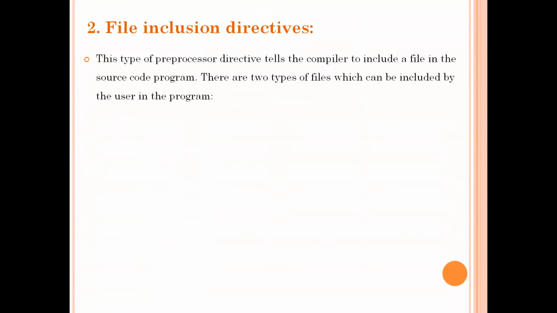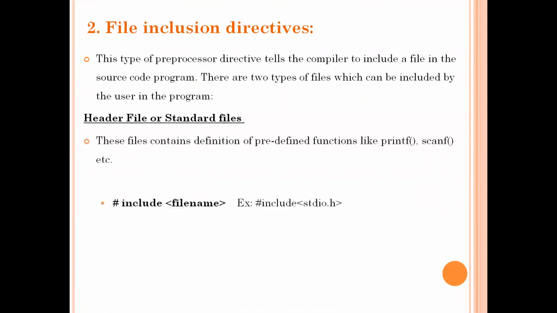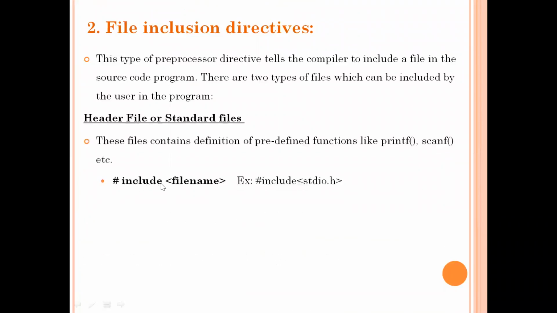Now see the second category of directives. These are file inclusion directives. These directives are used for including header files in your source program, or sometimes we can also include other source files in your C program. So for including external files in your C program, we use file inclusion directives. These file inclusion directives are specified by using the #include directive. This #include directive is a file inclusion directive.